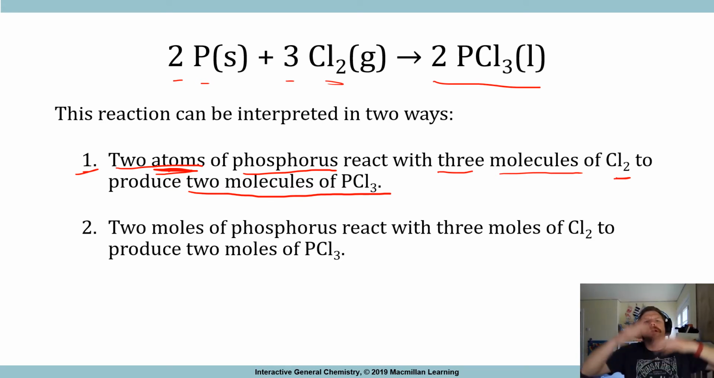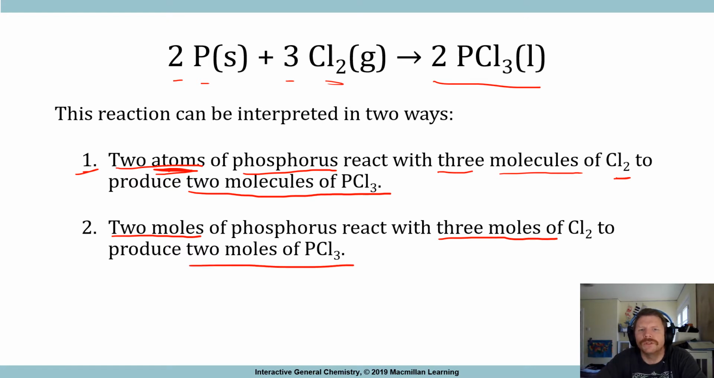Alternatively, you could talk about it on a larger scale. And on a larger scale, what you would say is 2 moles of phosphorus react with 3 moles of Cl2 to produce 2 moles of PCl3. Subtle difference, but an important difference.